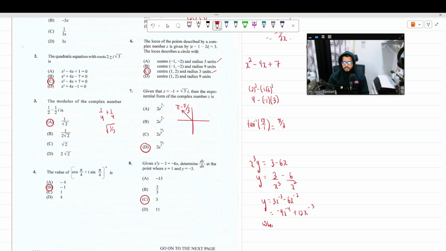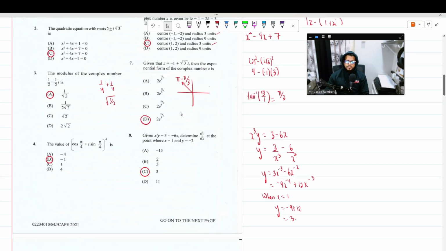So I'll just put this here as part of the working. When x is equal to 1, y is equal to minus 9 plus 12, which is 3.